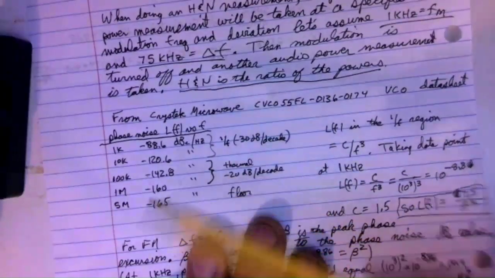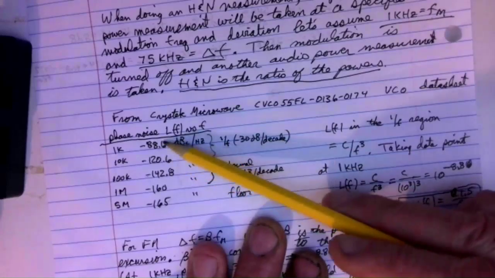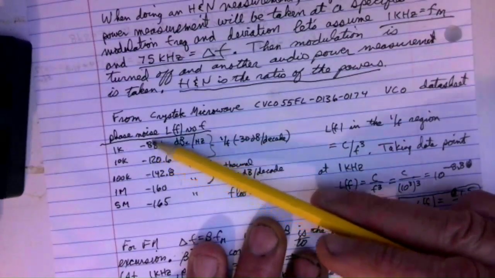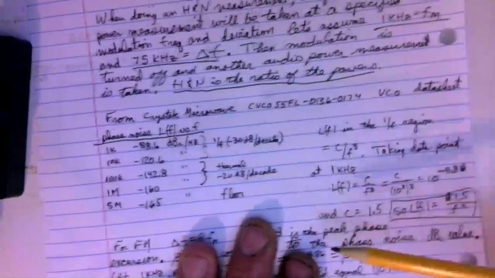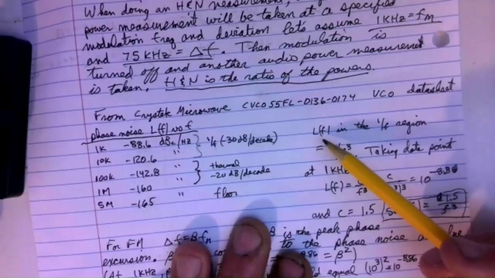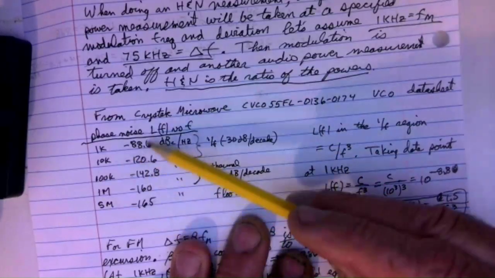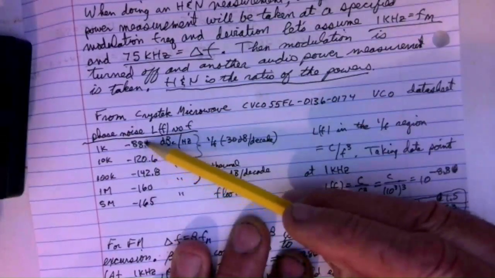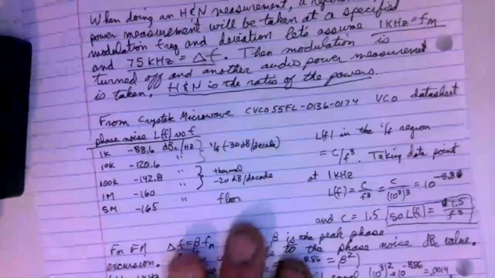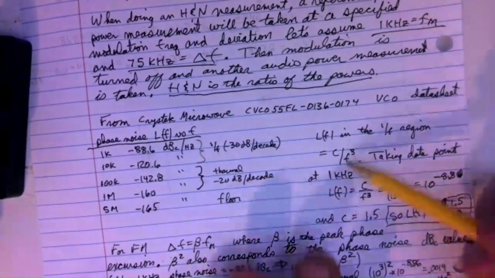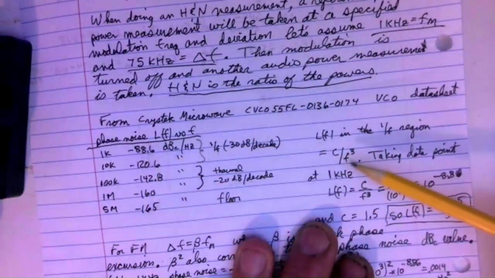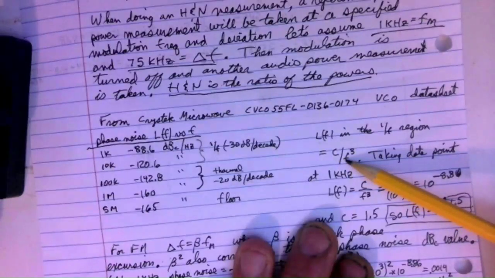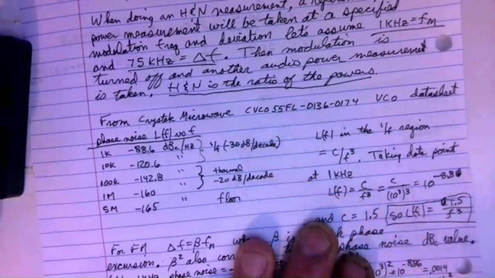Okay, so we need to be able to integrate this 1 over F noise in that low frequency region, even less than 1K. And so we need to figure out how to express what this phase noise is in this region, rather than just have discrete data points in a table. So we know that this L of F, the phase noise here, is equal to some constant divided by F cubed. All right, that's what corresponds to the 30 dB per decade roll off.